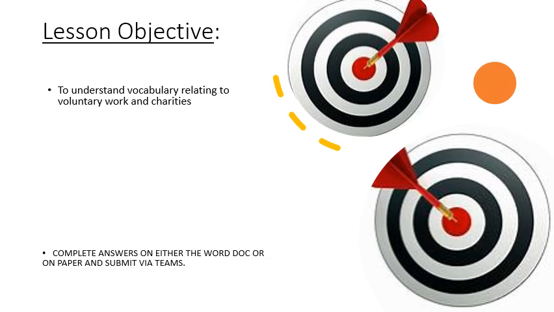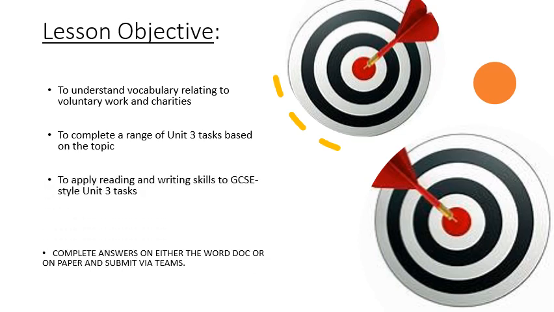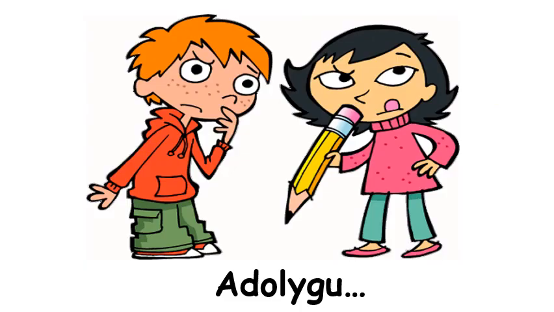They're the two key words there, voluntary work and charities. Okay, we're also going to complete some Unit 3 tasks based on that topic, and you're going to apply your reading and writing skills to complete some Unit 3 style tasks. Okay, before we start then, we're going to have a little revision of what we've done in the previous lessons.